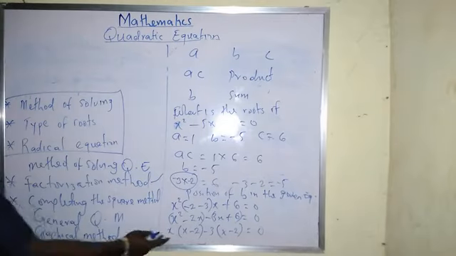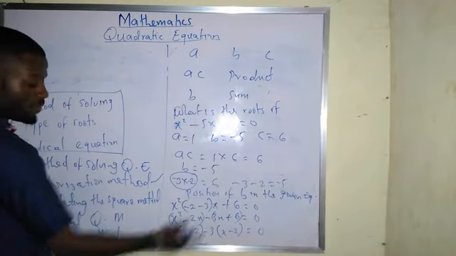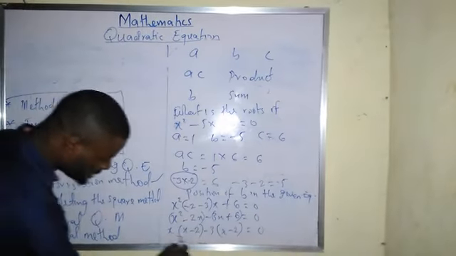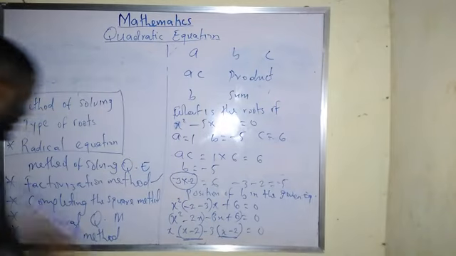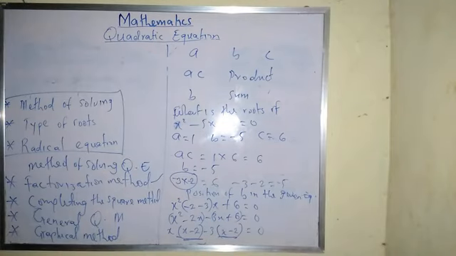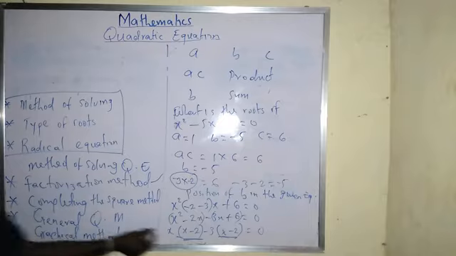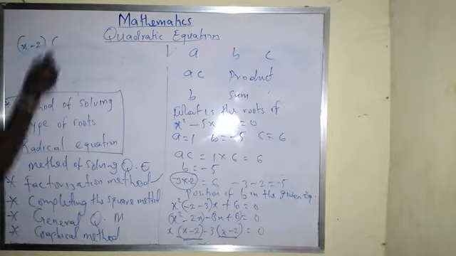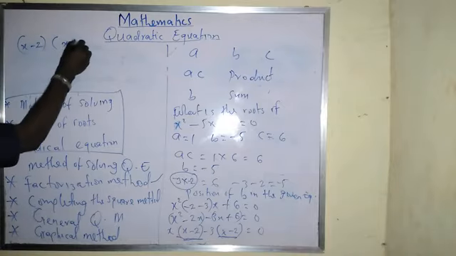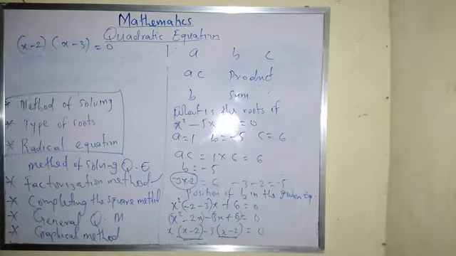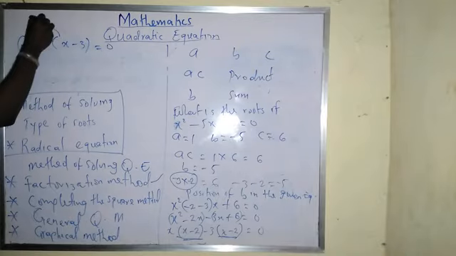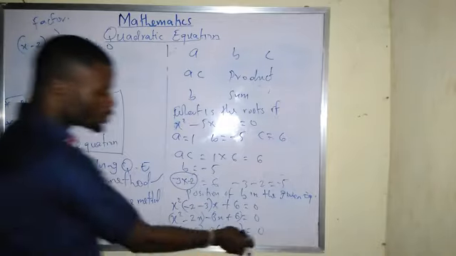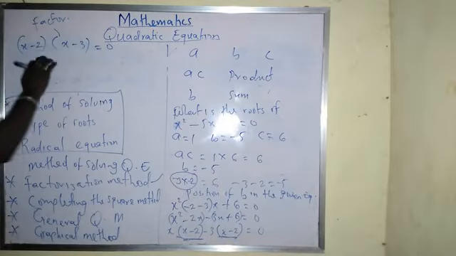If I open my brackets, I must be able to come back to where I'm coming from. If not, I'll make a mistake. That is number one. Number two, this bracket must be equal to this bracket. If not, there is a mistake also. Now I take x minus 2 and x minus 3 equal to 0. At this point, this is called factor. If there is no equals to 0 here, I'm to stop here.